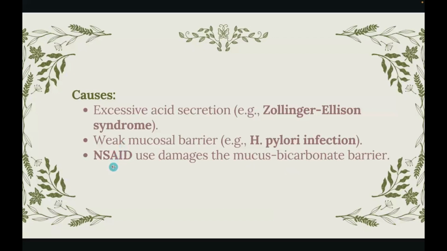Because basically, if you want to know, this is just extra information, but NSAIDs inhibit prostaglandins, and prostaglandins' job is to stimulate the mucus bicarbonate barrier. So they indirectly damage the mucus bicarbonate barrier. Again, this is just for your information. Now, you don't have to know what exactly ZDS is. You just need to know it causes overproduction of acid, and NSAIDs in general damage the mucus bicarbonate barrier.